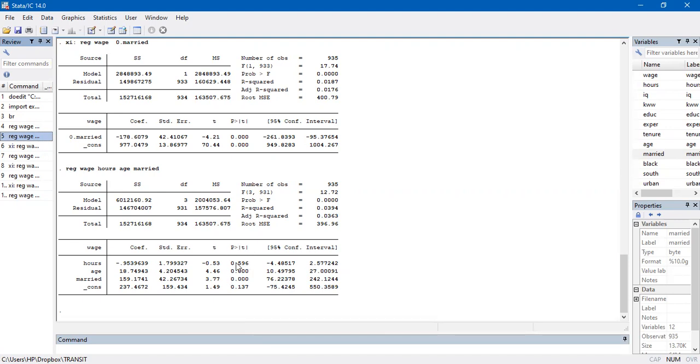So if you take the first one, the p-value for hours of work is 0.596, which is greater than the significance level of 0.05. So we fail to reject the null hypothesis. The decision rule is to reject the null hypothesis if the p-value is less than the significance level. So we fail to reject the null hypothesis and state that hours of work doesn't have any significant impact on wage. And you see that you get the same decision as when you use the confidence interval.